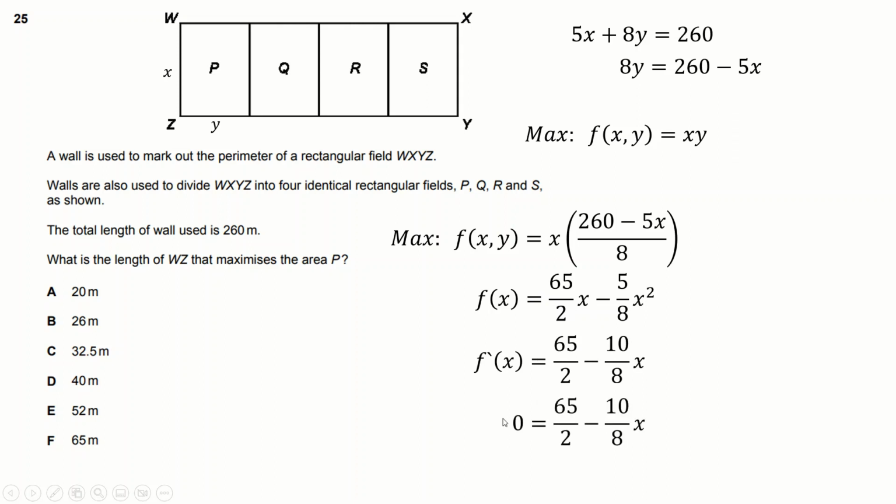Times everything by 8, move the 10x over. Timesing this by 8 seems annoying, but then you realize it's just what you had before, so that's nice. Divide by 10, you get x is 26. And that's actually it, because what length of WZ? Well, I labeled it, that's x, and I've got now x is 26. So that's the answer. Good.